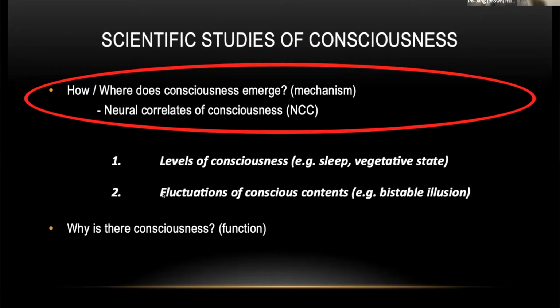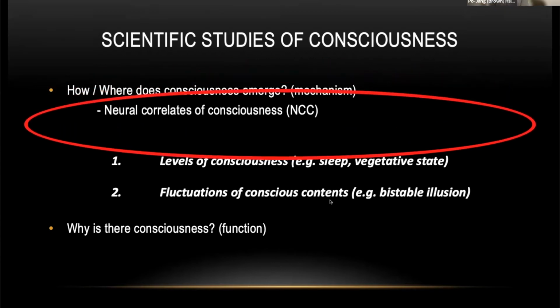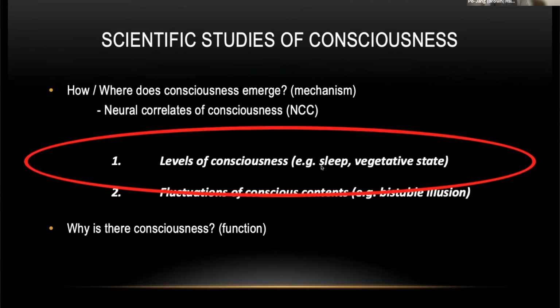A different way to study neural correlates of consciousness is to use things like bistable illusions. Right now you're totally awake, but if I change the stimulus, usually the contents of your consciousness will change. So we can ask, when there is a fluctuation of conscious contents, what happens in the brain? Now I'll give you some examples from my lab to show how we study consciousness scientifically. Let's look at the first way of studying neural correlates of consciousness, which is to study the levels of consciousness.